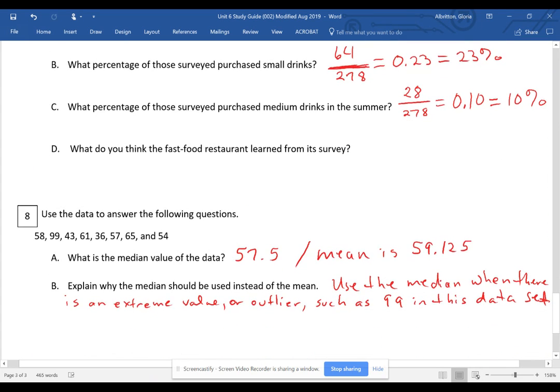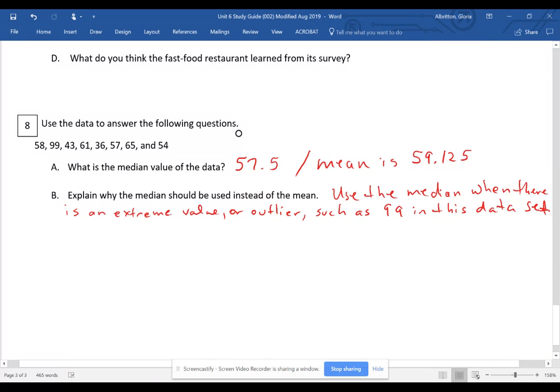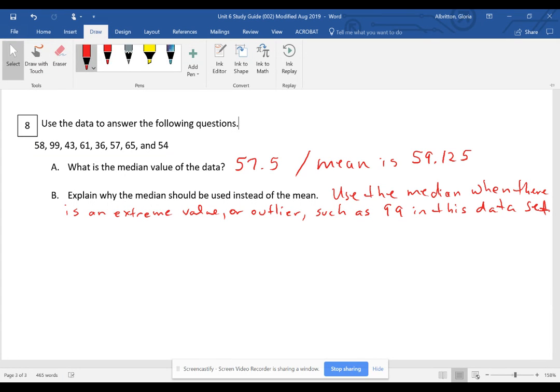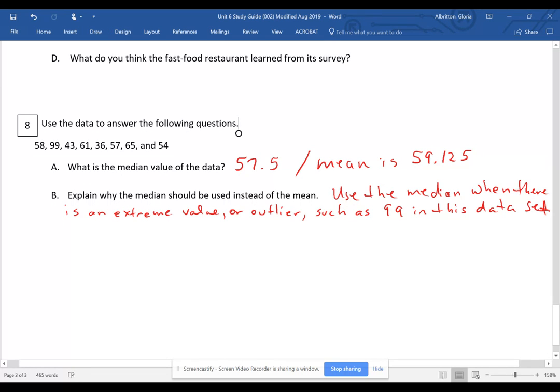Number 8. Use the data to answer the following questions. What is the median value of the data? And again, don't forget, when you're doing median, you always put your data in order from least to greatest. So when I did that, I ended up with 57.5 as my median. I went ahead and did the mean because the next question does ask about mean, and the mean happens to be 59.125.